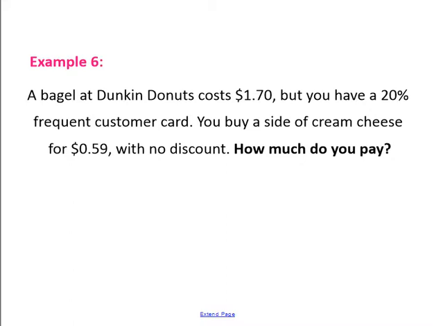All right, next example. A bagel at Dunkin' Donuts costs $1.70, but I have a 20% off frequent customer card. I buy a side of cream cheese for 59 cents with no discount. How much do I pay? So the first thing I'm going to do here is focus on the bagel and the discount, and I'm going to get my final price. After that, I'm going to go back and add in the cream cheese because I had no discount on the cream cheese. So I make my proportion.